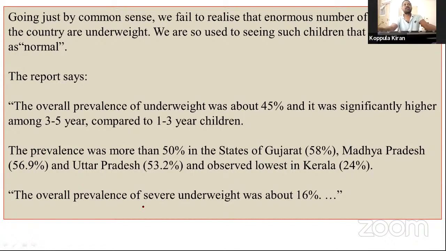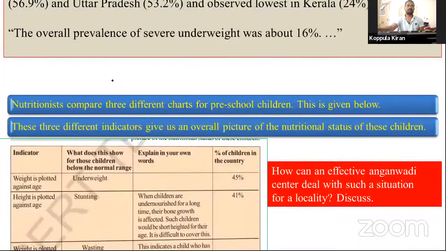See, the overall prevalence of severe underweight was about 16% of the children. Overall in our country, 16% of the children are severely underweight, not just underweight. So generally underweight is 45% of the children in our country, but severe underweight is 16%. Okay, next slide.